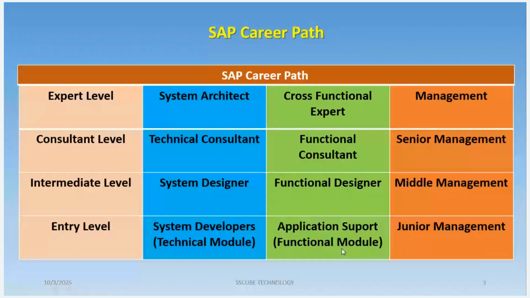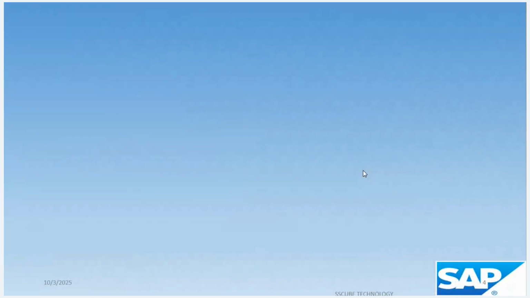Now functional, this is on my side: application support, functional designer, functional consultant, and cross-functional expert. This is the functional side. And this is the management side: junior management, middle management, senior management. Somebody is working in that. So this is the SAP career path. Module wise, I'll talk to you later on.